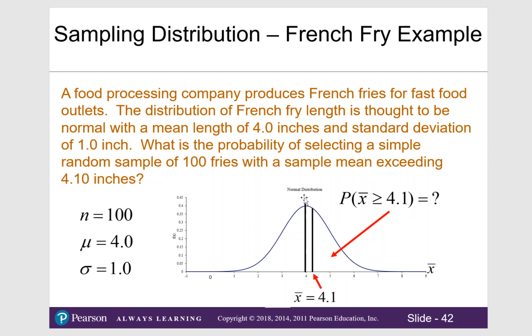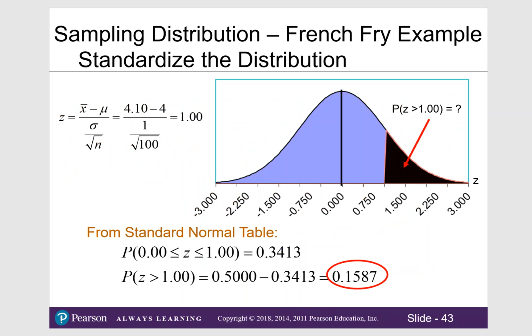If I graph this, notice I've marked the mean of 4, and here's the sample mean of 4.1. I want to figure out what's the probability to be bigger than 4.1. This goes back to things we were calculating in Chapter 6. Can I do a normal probability? Yeah, I can, but I've got to be careful. In particular, I have to be careful because the spread I need to use is the sampling distribution spread, not just sigma itself. So this should be 1 divided by the square root of 100.